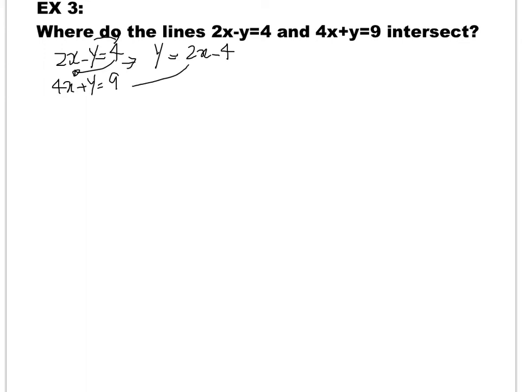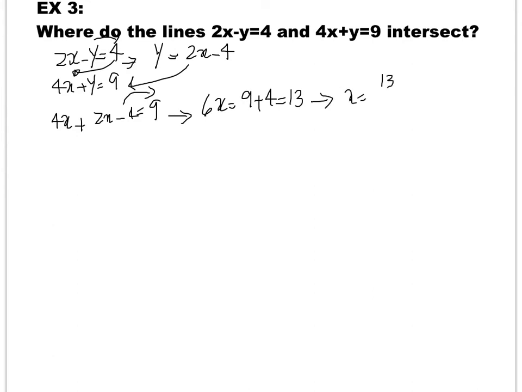Now I put this one back in the second equation for y. So I get 4x plus y, which is 2x minus 4, is equal to 9. I move negative 4 to the right and change the sign, so I get 4x plus 2x is 6x, is 9 plus 4, which is going to be 13. So from here I get x is 13 over 6.